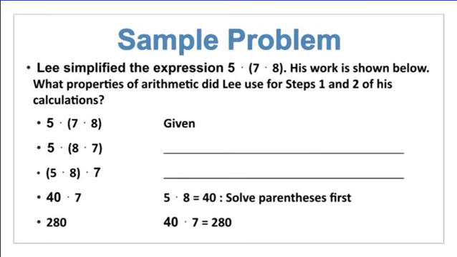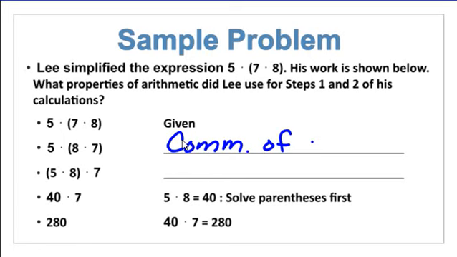So they gave you 5 times parentheses 7 times 8. The next step was 5 times parentheses 8 times 7. There is parentheses in there, but the parentheses didn't change. What did change is the order of the numbers in the parentheses. So they moved the numbers, so that's the commutative property of multiplication, because we're multiplying, so the commutative property of multiplication.